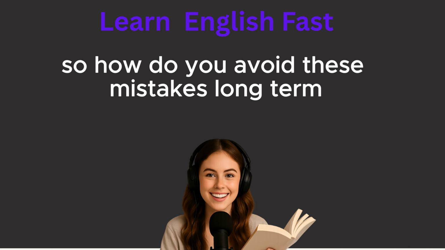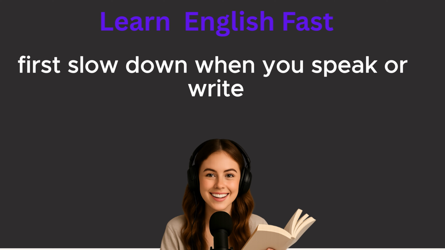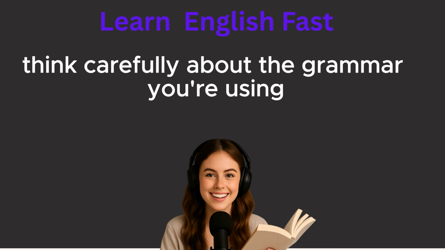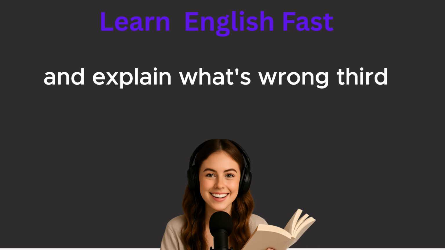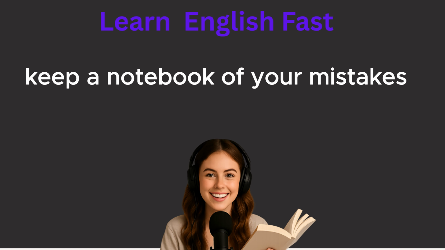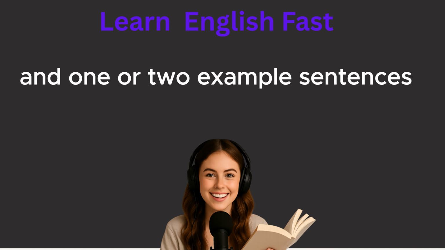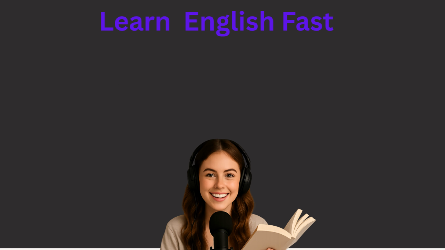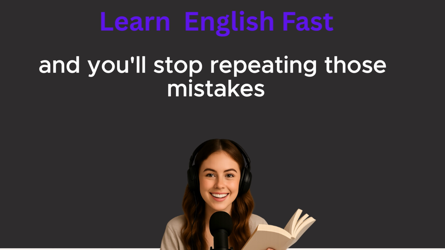So, how do you avoid these mistakes long term? First, slow down when you speak or write. Think carefully about the grammar you're using. Second, ask someone to check your writing and explain what's wrong. Third, keep a notebook of your mistakes. Write down the error, the correction, and 1 or 2 example sentences. Review this notebook weekly, and you'll stop repeating those mistakes.